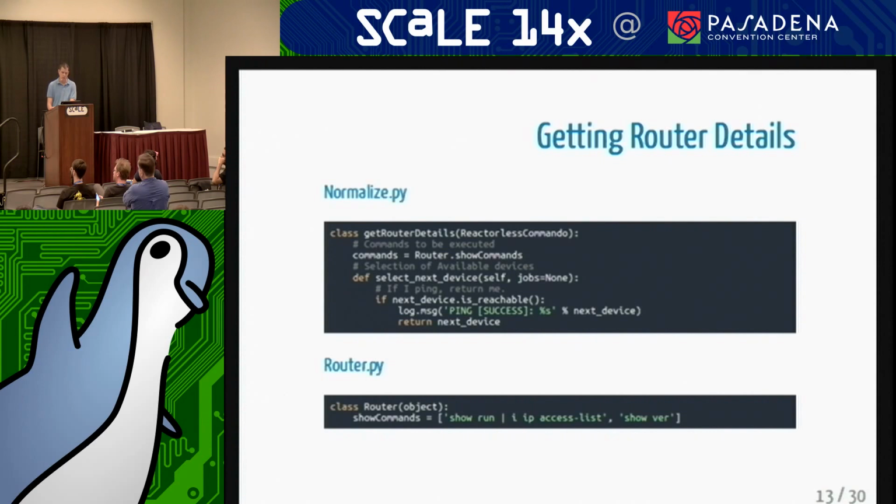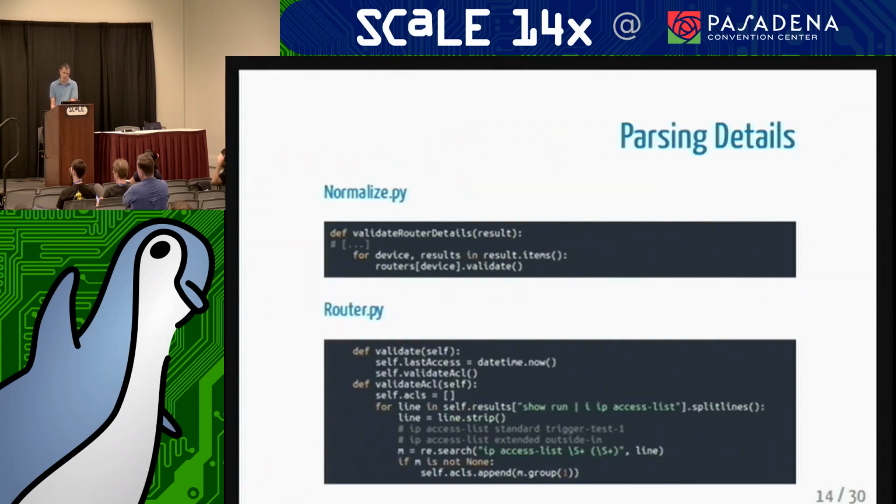I've called out the critical elements of the function. So in normalize.py, we have the get router details, which is an instance of a trigger commando object. It's got a list of commands that'll be executed, and each device is checked to see if the device is available, tries to ping it. If it's available, then it's returned for processing. And within the common router.py code, we have the actual show commands that will be run on the device. So we're doing a show run include IP access list, and we're getting a show ver showing us the version of the device.